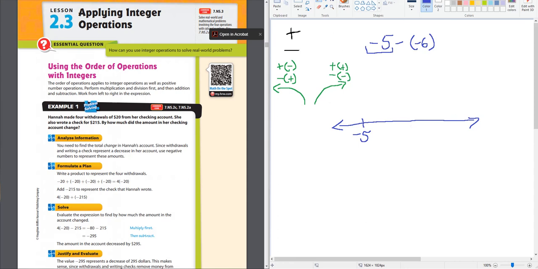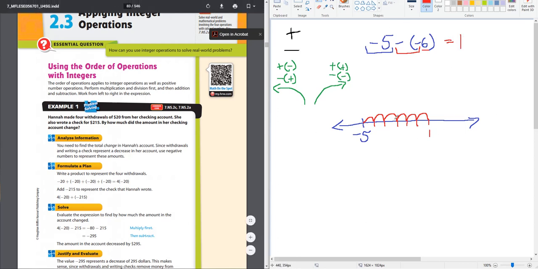So I'm starting with -5. My direction is -. So again, I'm looking at my chart. -, I'm going to the right. How many times? 6 times. So I'm going to go 1, 2, 3, 4, 5, 6 to the right. So it's -5, -4, -3, -2, -1, 0, 1. So the answer to this is +1.